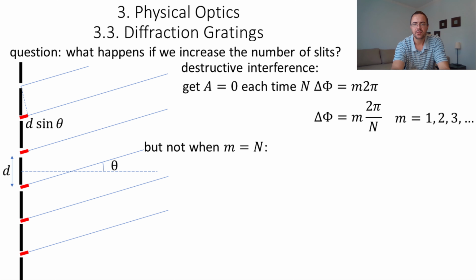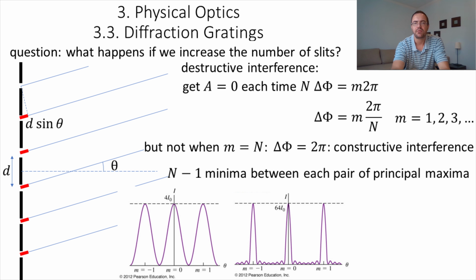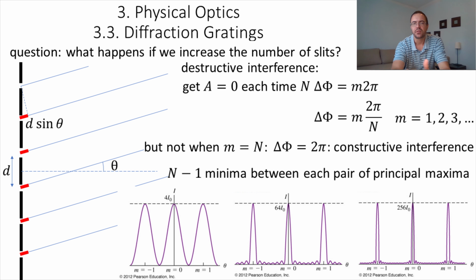But not when m is equal to n. Right? In that case, delta phi is equal to 2 pi, and this is the condition for constructive interference. Right? This is when all the phasors are aligned. And so in summary, we will get n minus 1 minima between each pair of principal maxima. So with 2 slits, we have 1 minimum. With 8 slits, we have 7 minima. And with 16 slits, we have 15 minima, and so on.